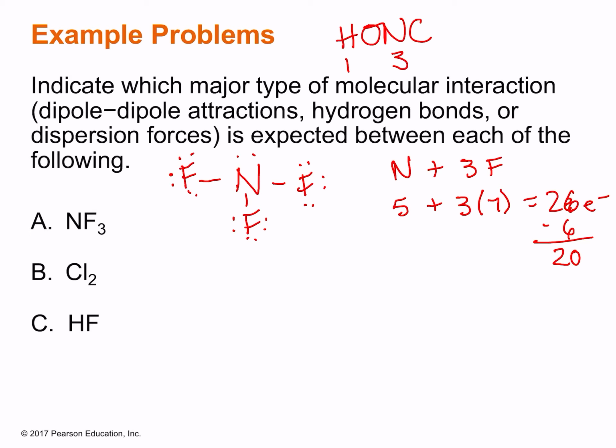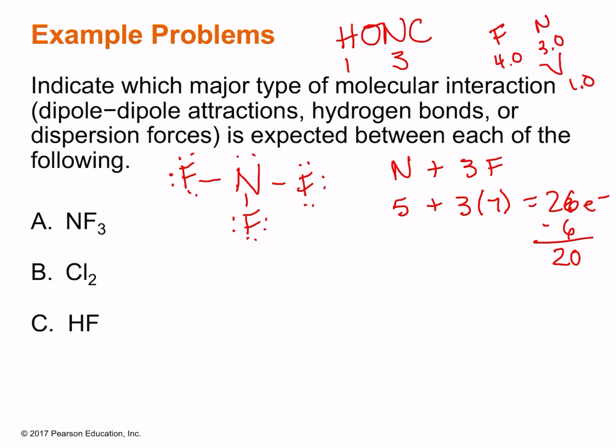Now we need to figure out, is this molecule polar or nonpolar? So we look at our electronegativity values. Actually, hang on. I don't have my electronegativity values pulled up, I'm sorry, but I will in just a moment. All right, there we go. Fluorine has an electronegativity of 4.0, and nitrogen has an electronegativity value of 3.0. So we have a difference here of 1.0. These are definitely polar bonds.